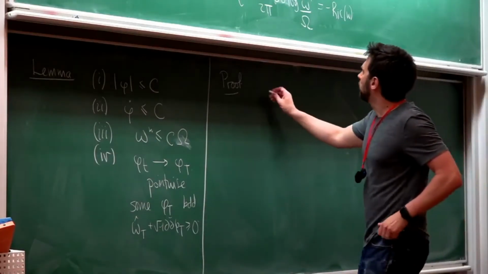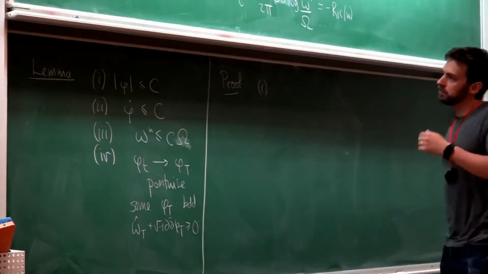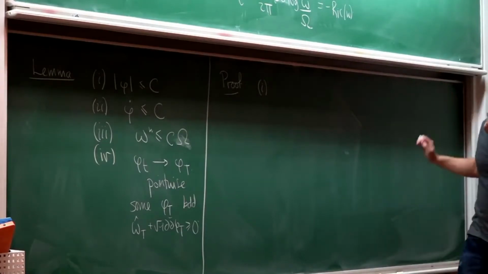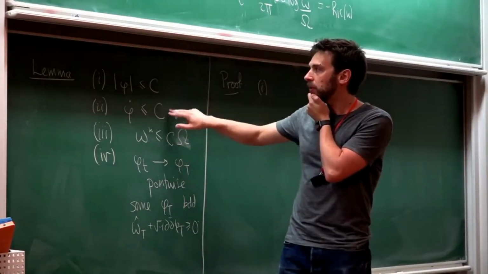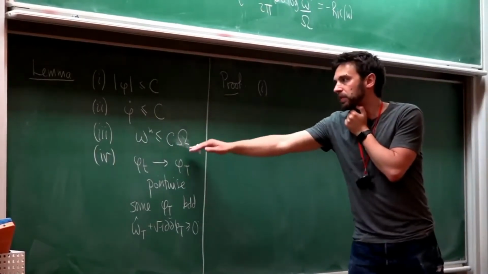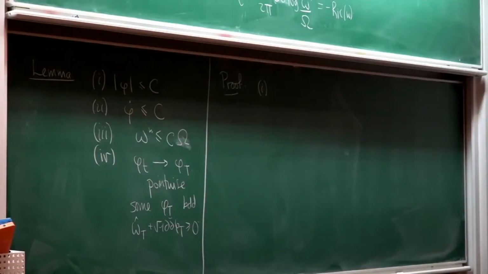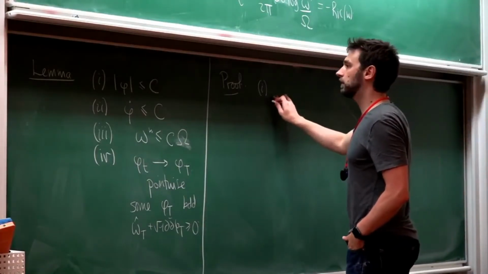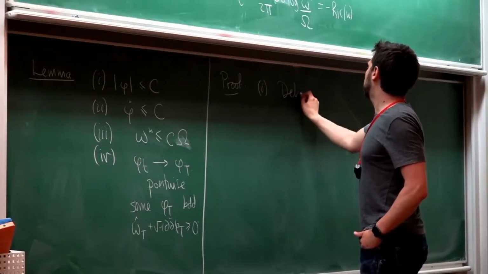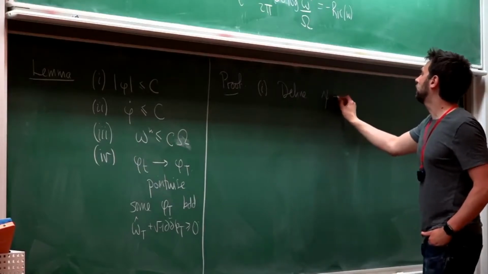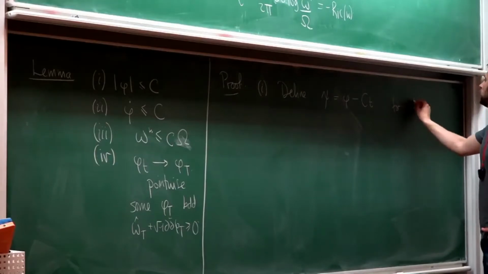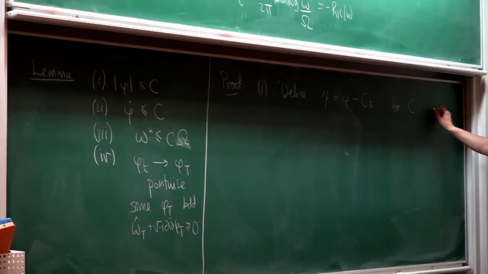Okay, so what's the proof? I'm going to apply the maximum principle, and that will prove the first two. It'll just follow from a simple maximum principle argument, and then these will just follow from the first two. So let's prove that phi is bounded, and this is not difficult. Let's define a function psi to be phi minus ct, for c a constant to be determined.